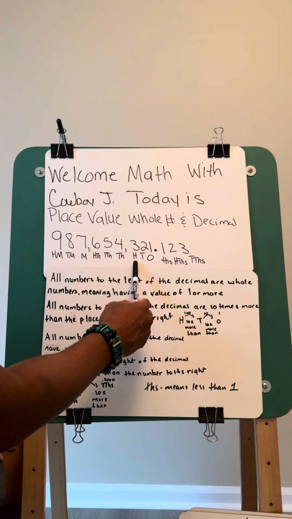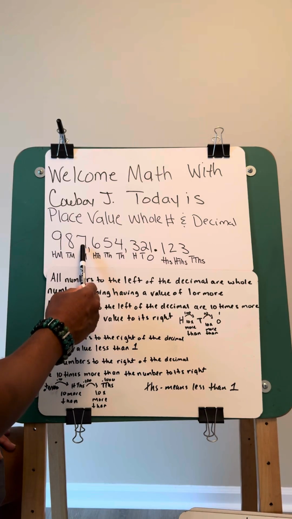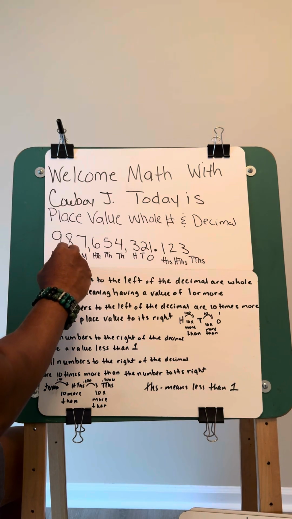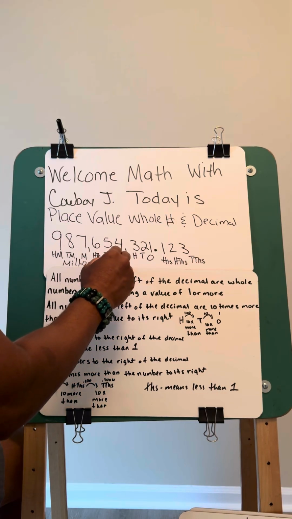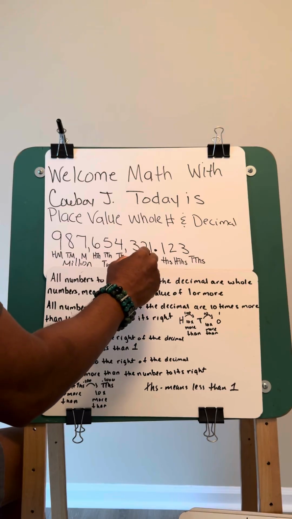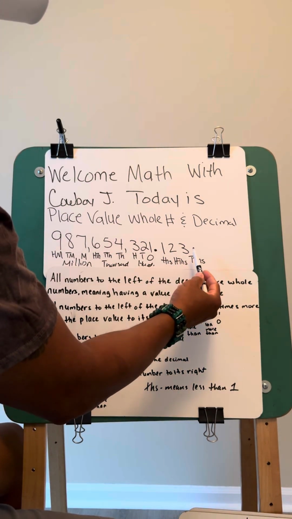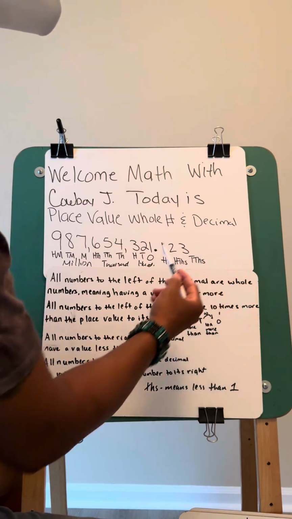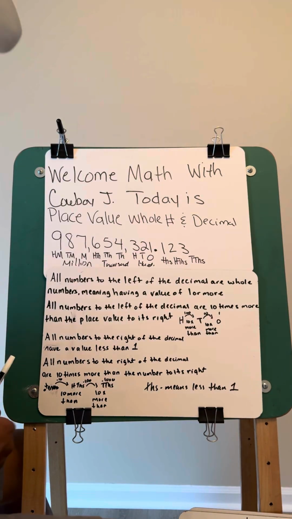Ones, tens, hundreds, that's one place value. Third, fourth, fifth, sixth numbers, you're in the thousands place value. Seventh, eighth, ninth, you're in the millions place value. So this place value is millions, thousands, and hundreds. When you're to the right of a decimal, you're in the tenths, which means less than 1. So again, let's look at the definition.